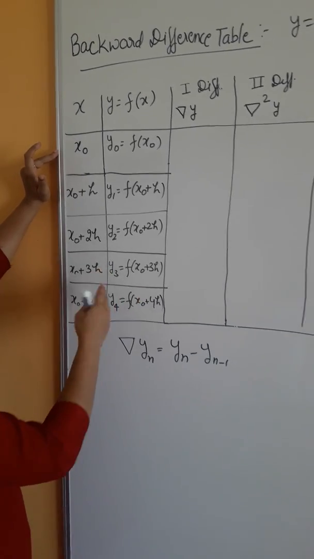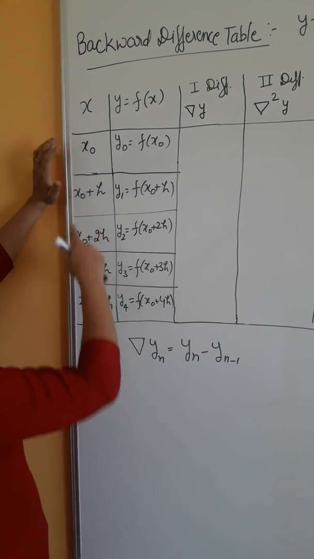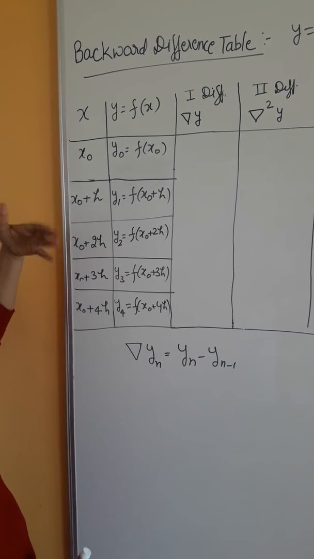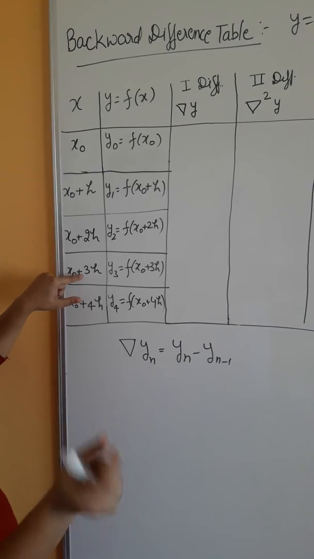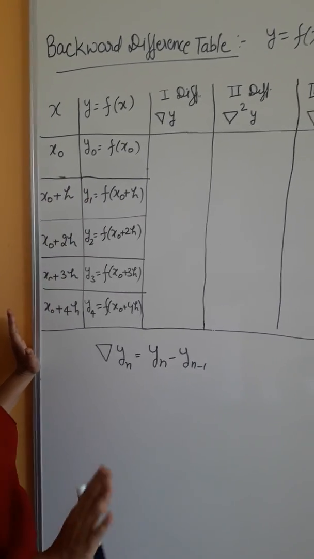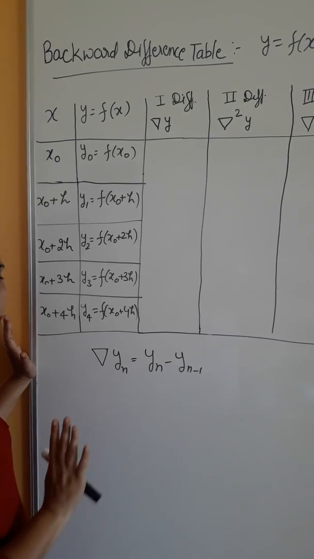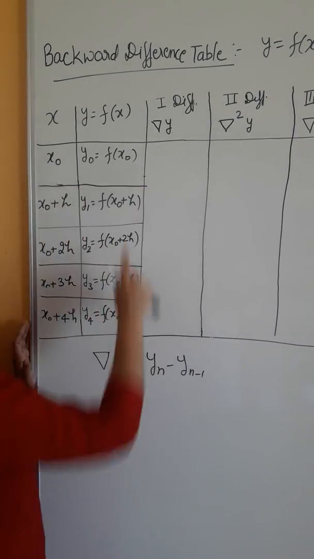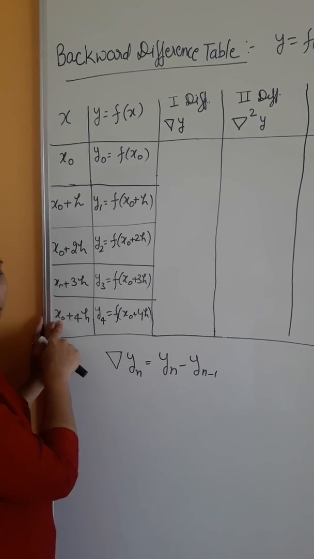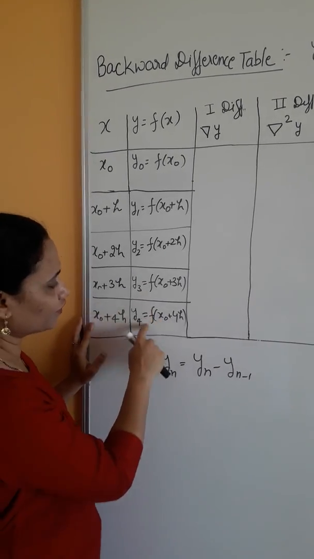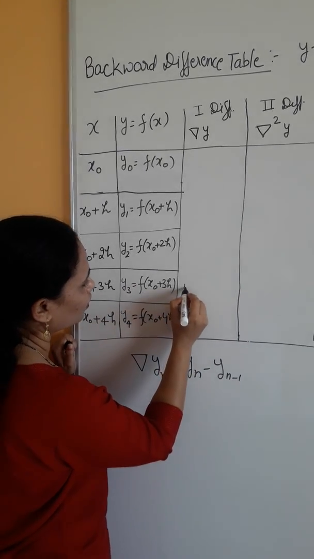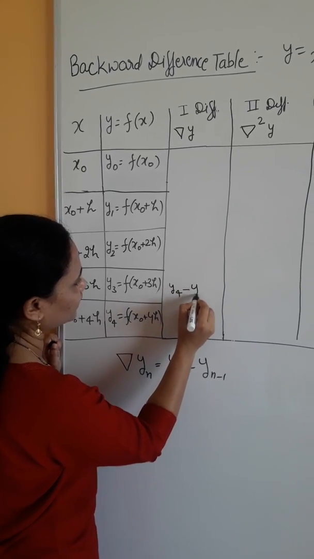Mostly in backward they go like this, in reverse. But if you understand, if I start from here, again I am going one step backward, a difference of h only. So that is just the way of representation. Whichever you feel comfortable with, you can go ahead with that. So now applying this formula, we have to start from the last value. So we have to take the difference of these two, y4 minus y3.